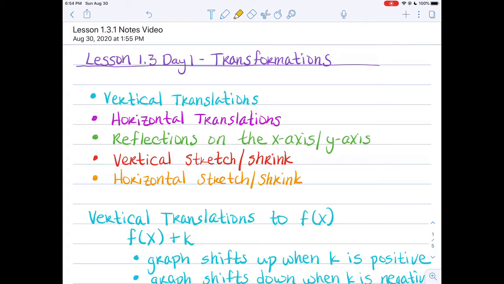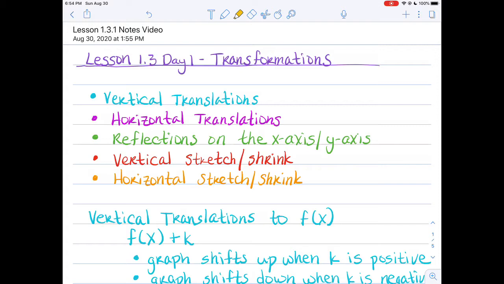Last time we looked at parent functions and we looked at graphs or equations of transformed functions, and we were asked to write what transformations had occurred. Today we're going to do the opposite. We're going to look at a parent function, be given a description of a transformation, and we have to write the equation of that transformed function.